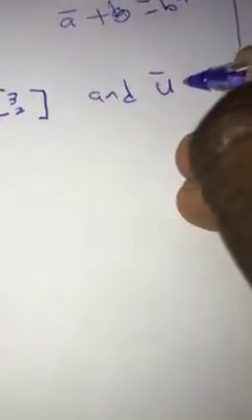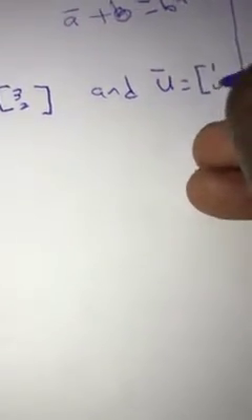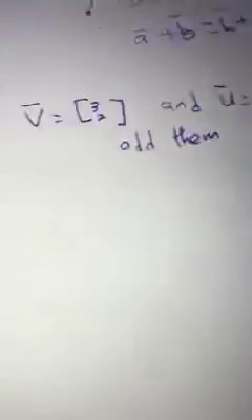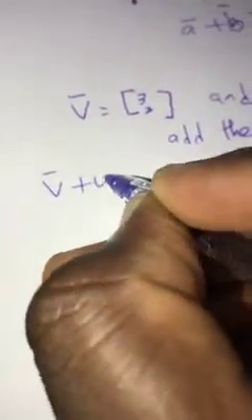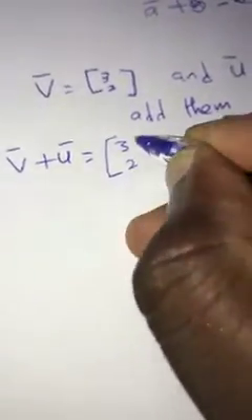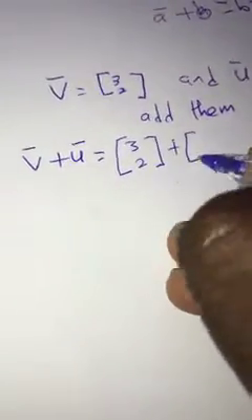For example, let's say they give us a question that vector V is equal to 3, 2 and vector U is equal to 1, 4, and they ask us to add them, or we should find the sum. What do you think we are going to do? So this is very simple. We have vector V plus vector U, so we get 3, 2 plus 1, 4.